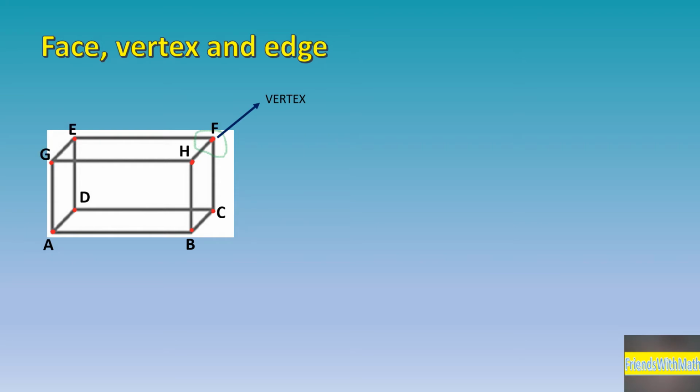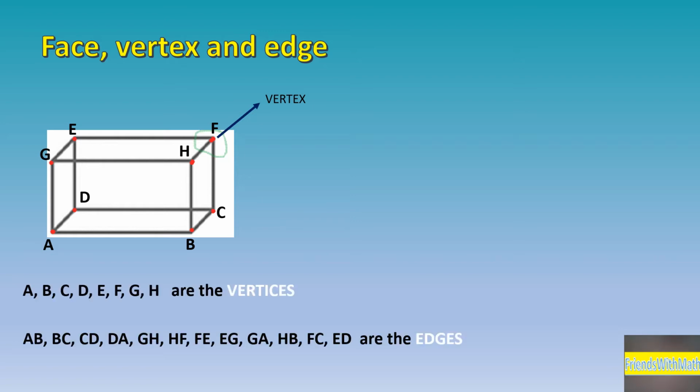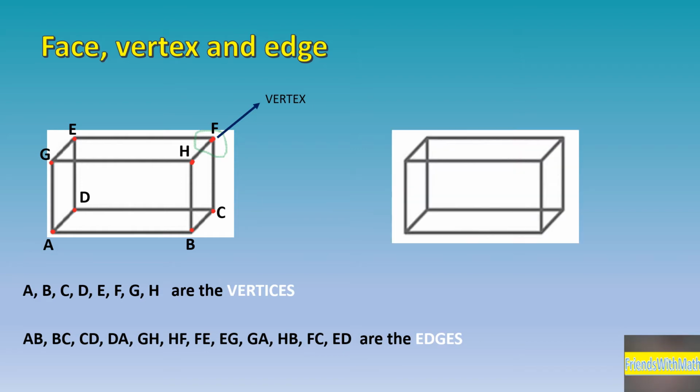So you have about 8 vertices. And then you also have edges. Edges are AB, BC, CD and so on. So we will have about 12 edges.